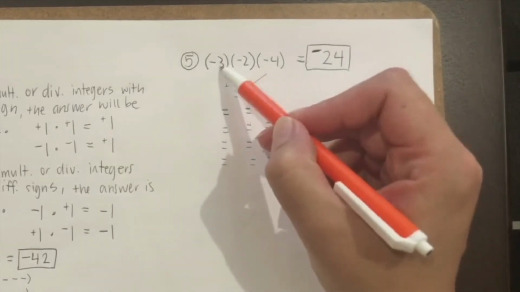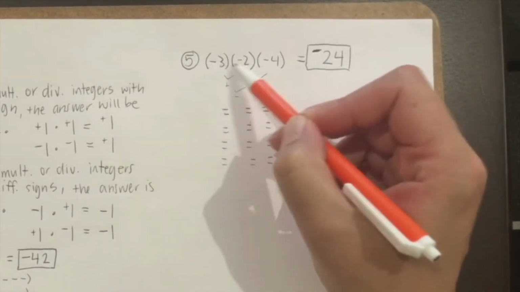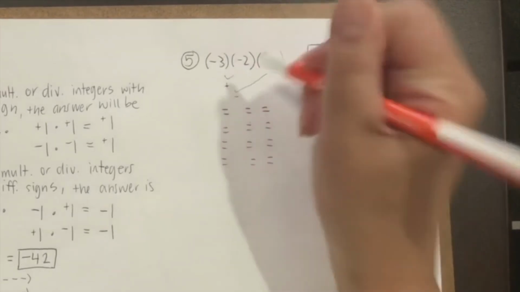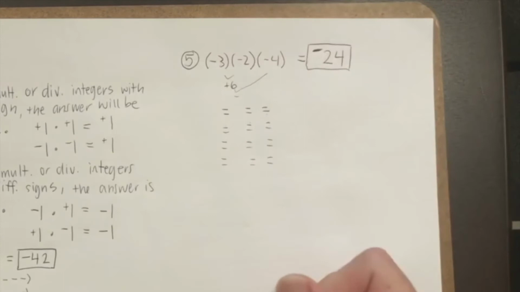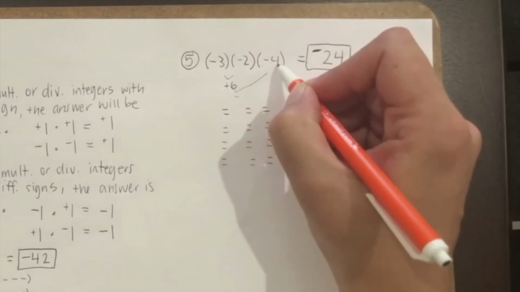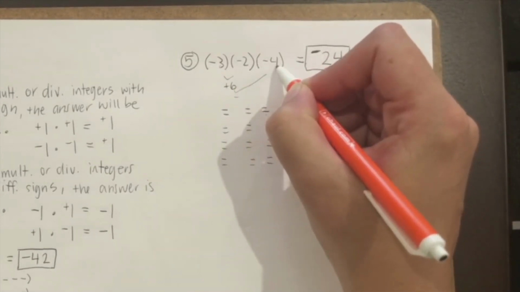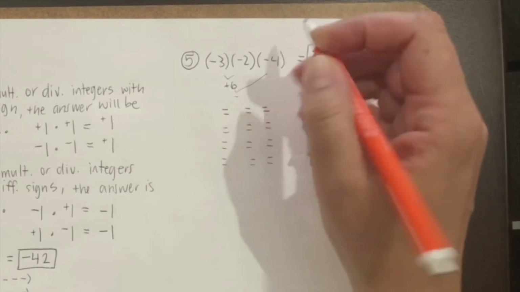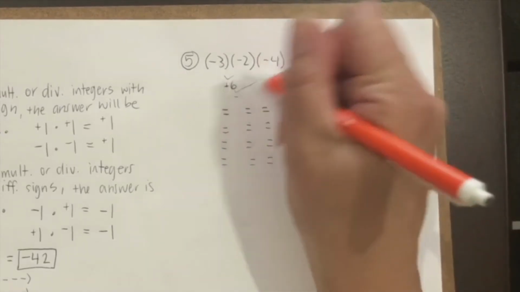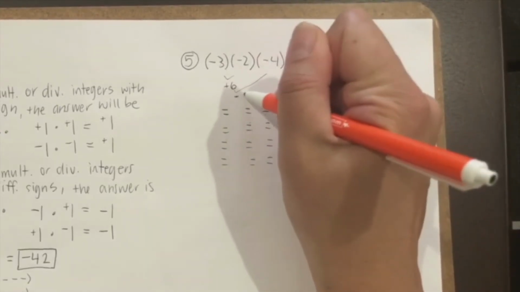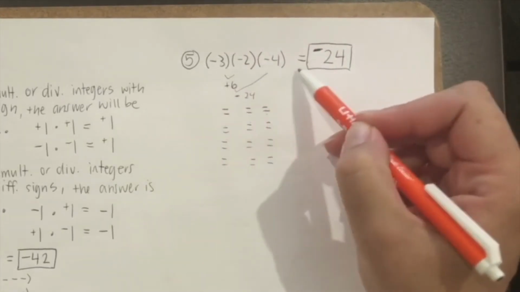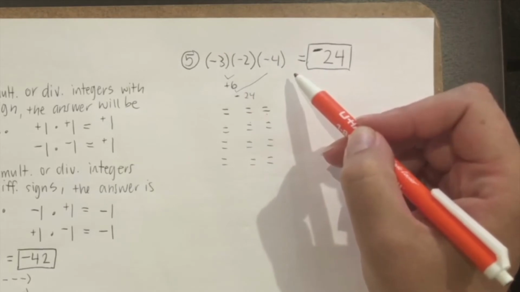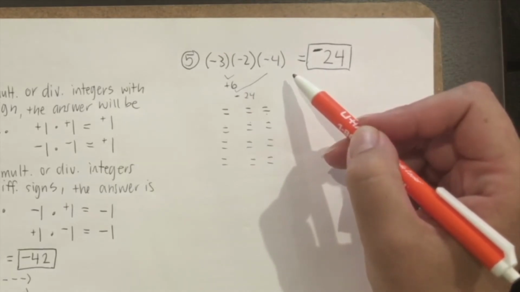Let's think about a different way to do this without drawing the model. So 3 times 2, we know that that equals 6, and we know it's going to be positive because negative times negative is positive. So that's positive 6. Positive 6 times 4 is 24. And then we know that positive times negative is negative, so that would be negative 24. So you can work this out using different methods, okay?